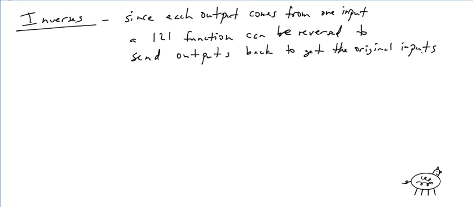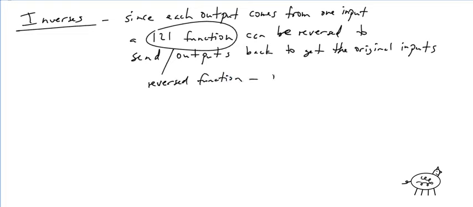Okay, so again, a one-to-one function can be reversed to send the outputs back to get the original inputs. That's why it's a one-to-one function. One input, one output, and then you can reverse it. And that's what this is. So basically, this function right here that you reverse, the reversed function, is called an inverse function.